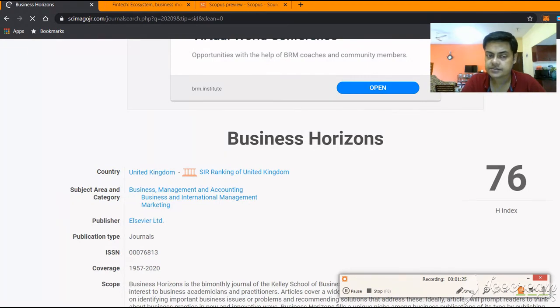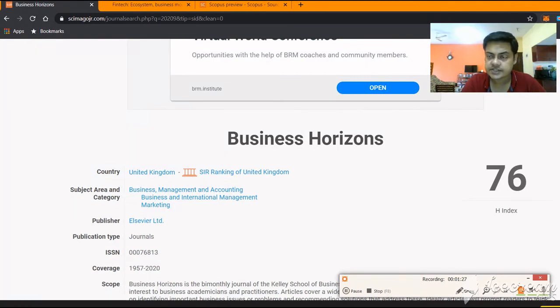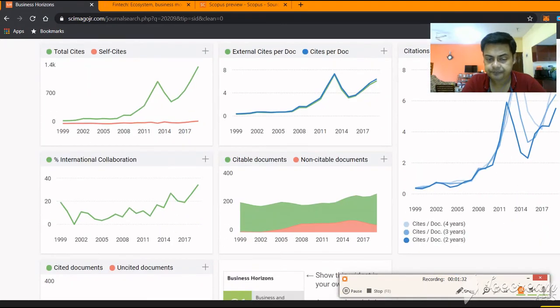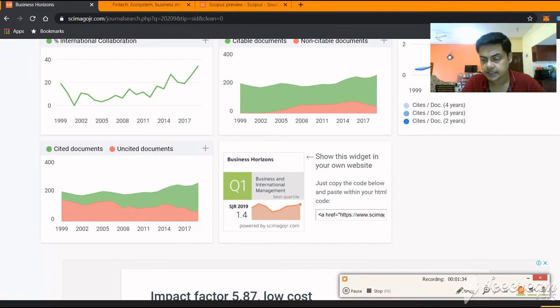H index 76, amazing. The journal has been there from 1957 onwards. Pretty old journal, strong, robust, looks good. Let's go down. It's a Q1 journal, so obviously the health of the journal is pretty good. SJR is pretty good, 1.4. So these two are health indicators, and they show it's a very healthy journal.